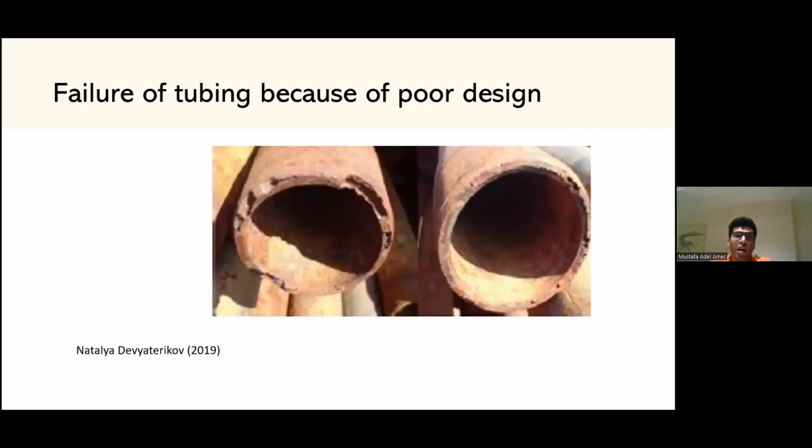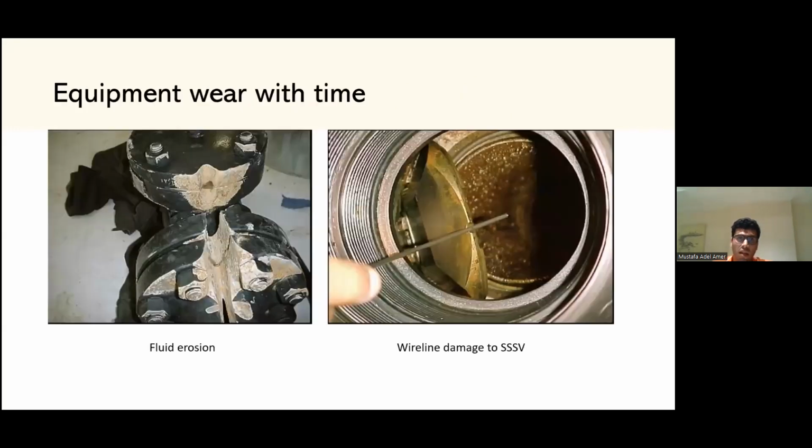So if the tubing, for example, fails because of incompatible material, and you get corroded junctions, this could happen very, very early in the life of the well. You can have a damaged subsurface safety valve because of the passage of the wireline through it, or you can have fluid erosion that can cause problems to the flanges and valves that they pass through at the late field life or the late life of the equipment.